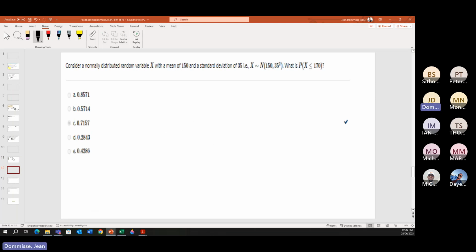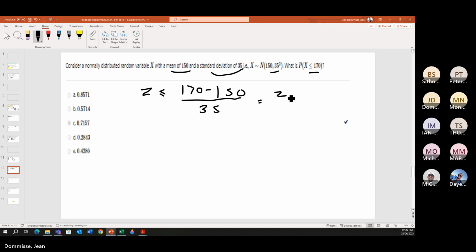Okay, so now look at what they've given. It's interesting, they give you both. They tell you the mean is 150, the standard deviation is 35, and they tell you now you need to work with x smaller or equal to. So z smaller or equal to 170 minus 150, divided by 35. So 20 divided by 35.